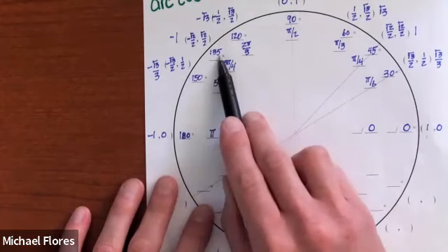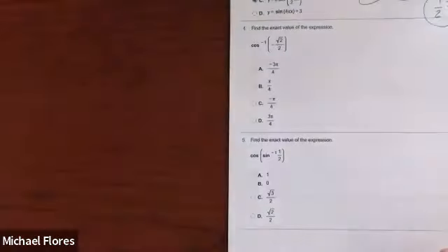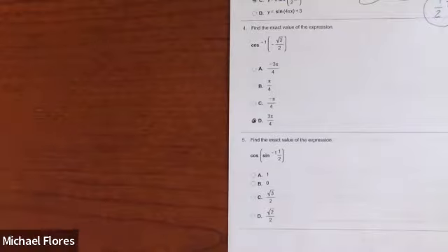That occurs at 135 degrees or 3 pi over 4 radians, depending on how it wants you to answer. And it looks like radians. So D would be your answer.